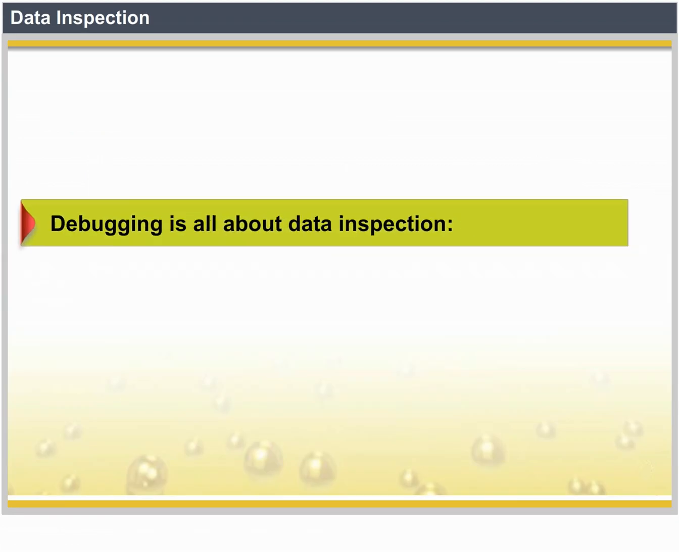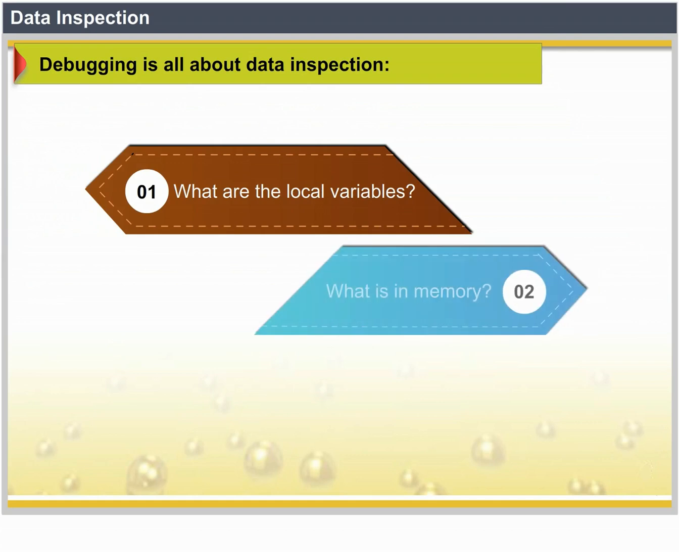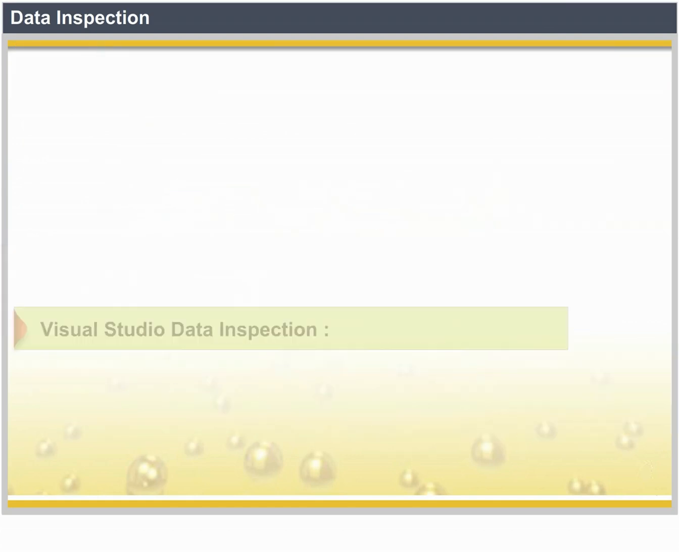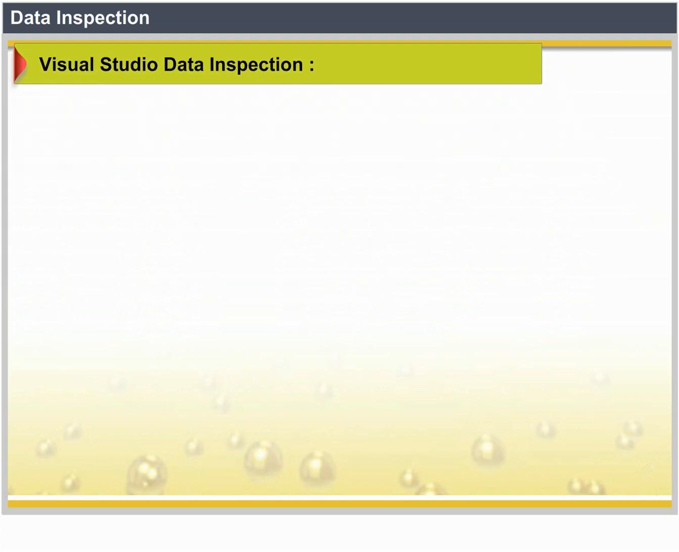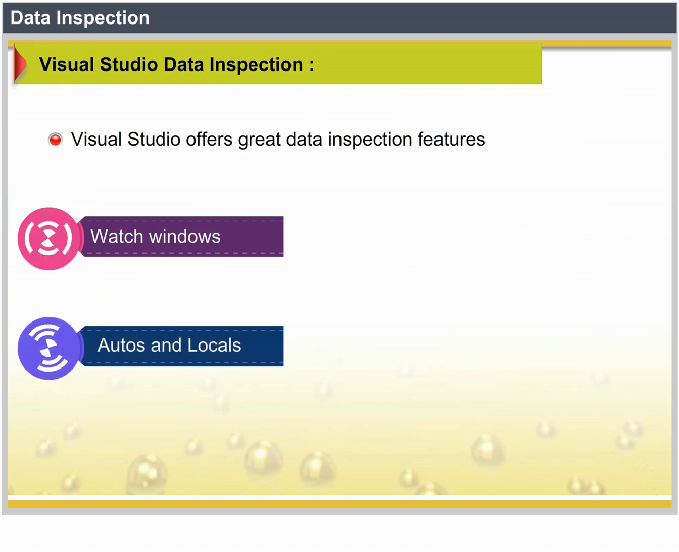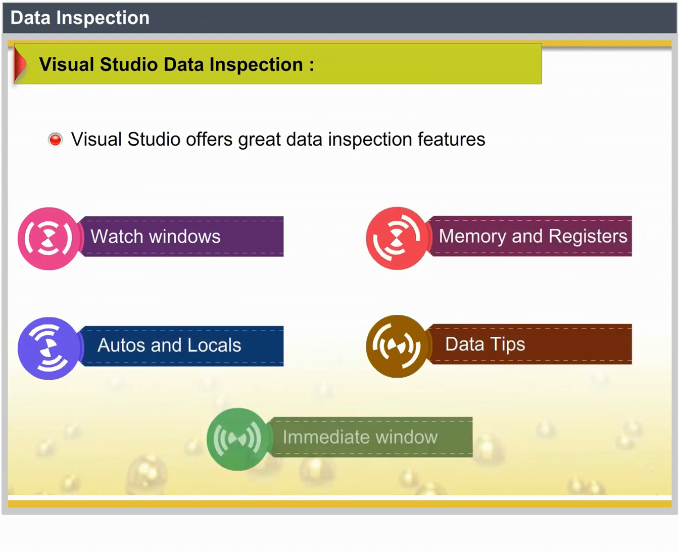Debugging is all about data inspection. What are the local variables? What is in memory? What is the code flow? Visual Studio Data Inspection. Visual Studio offers great data inspection features: watch windows, autos and locals, memory and registers, data tips, immediate window.